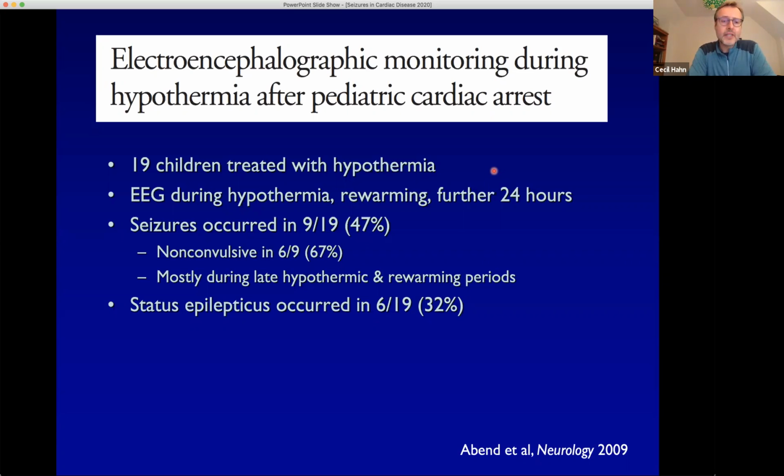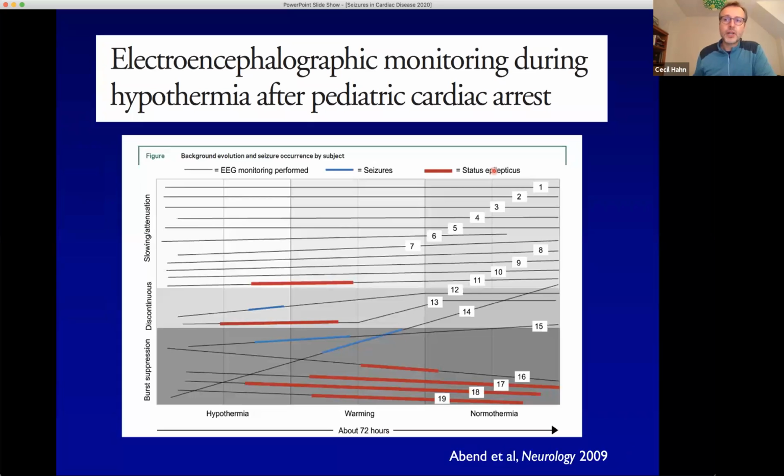And it turns out almost half of these patients actually had seizures on their EEG, and about a third of them had status epilepticus. You can see this nice illustration of the seizures over time. So this is about 24 hours of hypothermia, 24 hours of rewarming, and then 24 hours of normothermia. Each of these lines is a patient, and the blue sections are seizures, the red sections are status epilepticus. So you can see about half the patients had seizures, and most of them started within the first 24 hours. Okay, here's the first 24-hour mark here, but there were actually several who started having their seizures during rewarming.